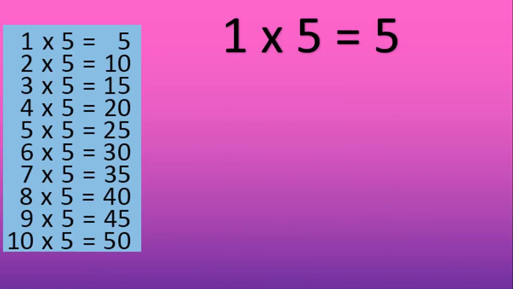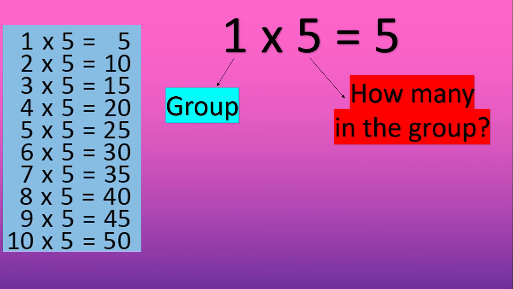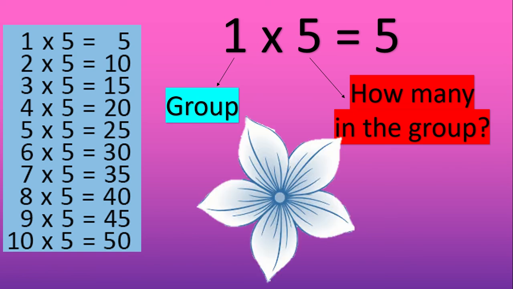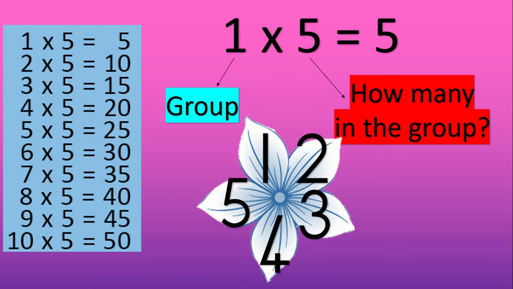So how does this work? Again, we have our first question, 1 times 5 equals 5. So I have the group, and I have how many is in the group. So let's say I have 1 flower, and 1 flower has 5 petals. So I have 1, 2, 3, 4, 5 petals. So 1 flower with 5 petals means I have 5 petals. Now let's go over to 2.